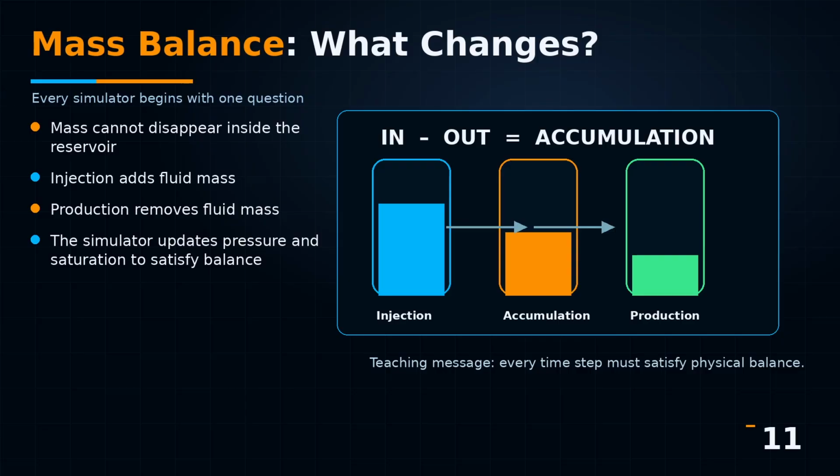The most important rule in reservoir simulation is mass balance. What enters the system minus what leaves the system equals what accumulates inside. This is the same idea as a bank account. If more money enters than leaves, the balance increases. In a reservoir, if injection is greater than production or leakage, mass accumulates and pressure may rise.